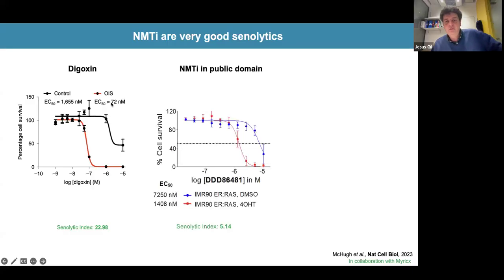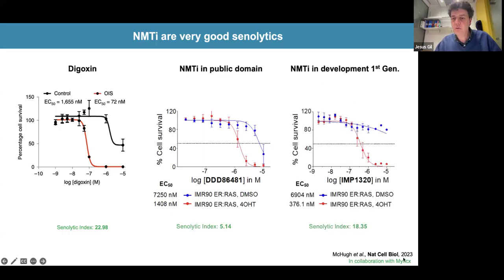What I'm going to show you is an NMT inhibitor that you can buy from different providers. And this has a senolytic index of 5, and it works in the micromolar range. This one, we teamed up with a company called Mirix, and this is one of the inhibitors that they have had in development. It has a senolytic index similar to digoxin, which is one of the best that we saw, and it's again working in the nanomolar range. And I will show you some studies using these inhibitors.